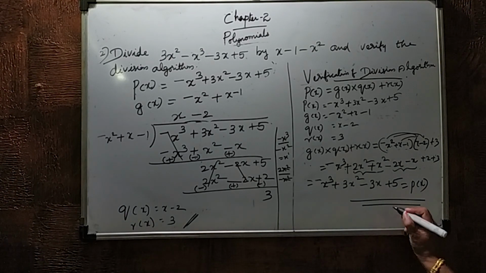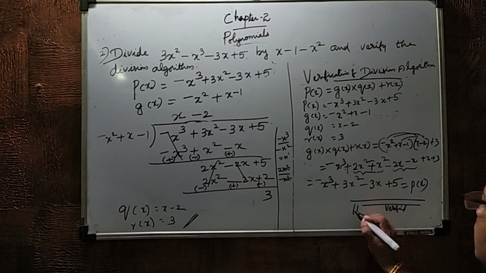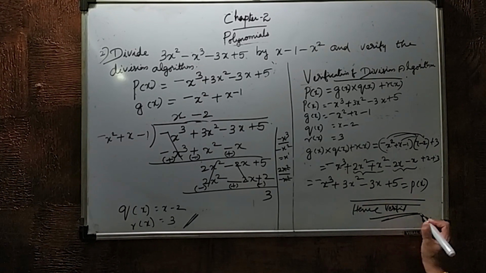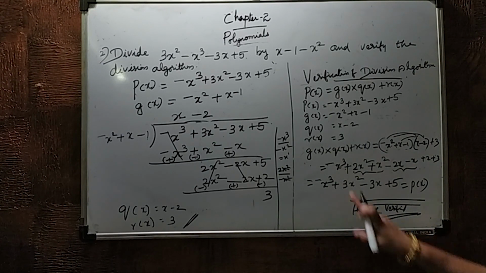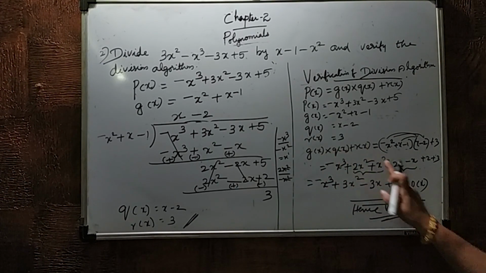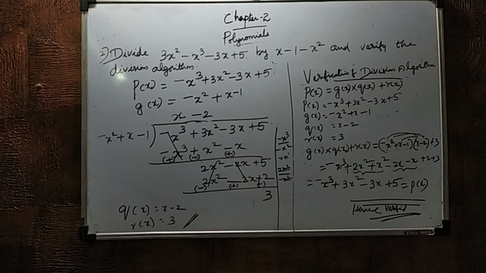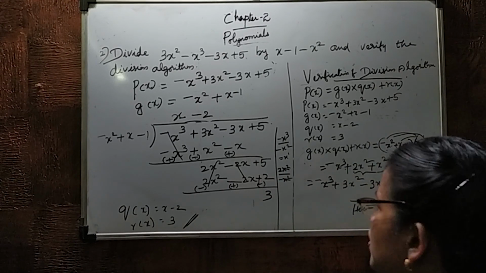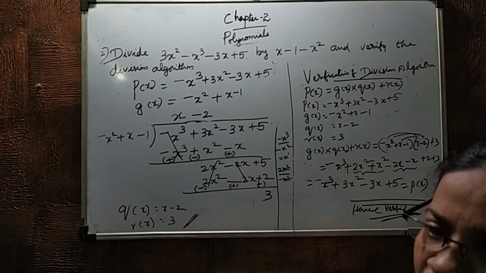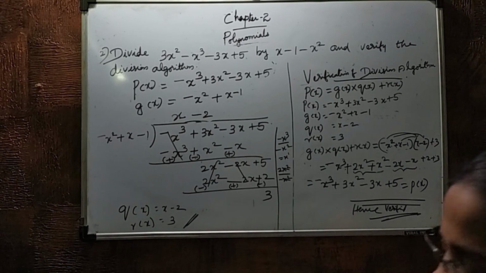Hence, verified. That means it is G of x into Q of x plus R of x equals P of x. So this is the thing we verified, this is the division algorithm. One more problem we will do.